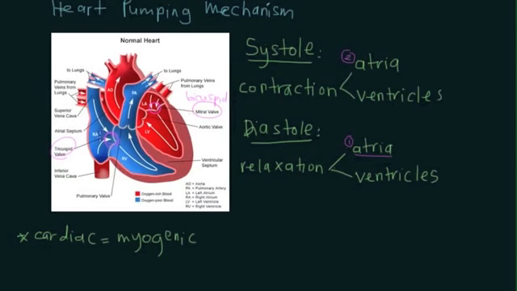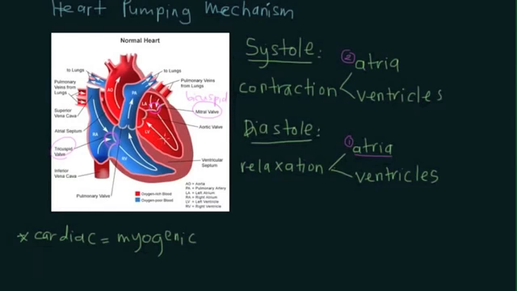So tricuspid and bicuspid. When the atria contract, the tricuspid and bicuspid valves will be forced to open, so blood will be pushed into the two ventricles. At the same time, the two ventricles will be in a relaxation state, because the atria are contracting, so the ventricles relax.